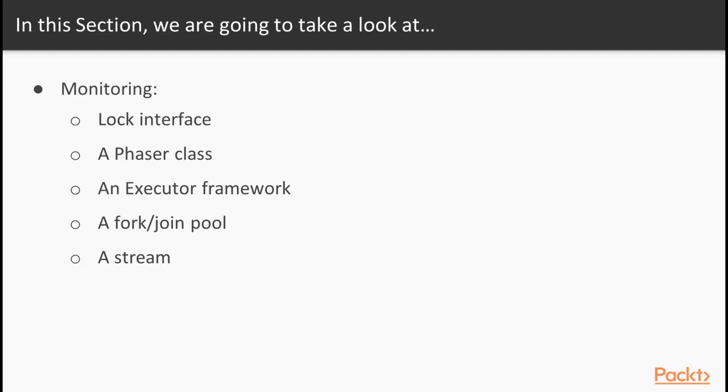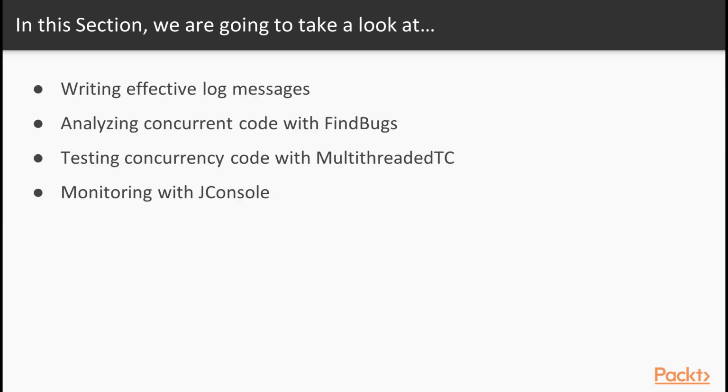In this section, we will monitor a lock interface, a phaser class, an executor framework, a fork-join pool, and a stream. Then we will write effective log messages and analyze concurrent code with FindBugs. At the end, we will test concurrency code with MultithreadedTC and monitoring with JConsole.